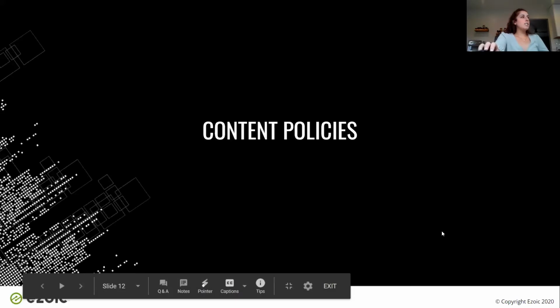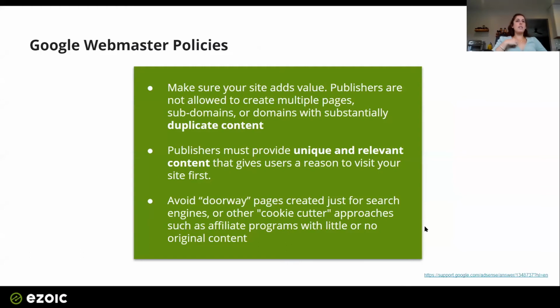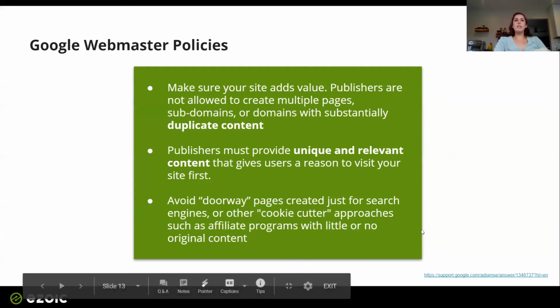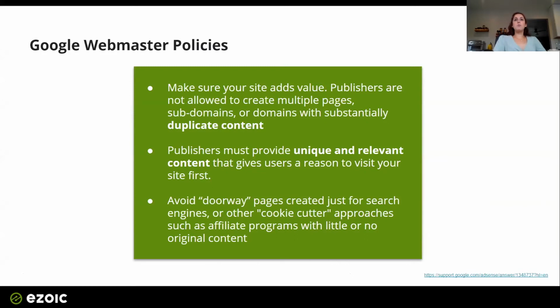So next we're going to get into content policies. And we're going to start with some of the Google Webmaster policies that really cover some of the important aspects of content on Google sites. So the first is that sites need to add value. So publishers can't create multiple pages or domains that have the exact same content. So this could be, a publisher owns two sites with the exact same content across it.